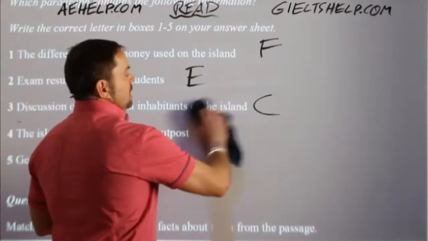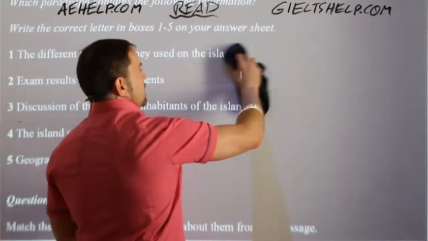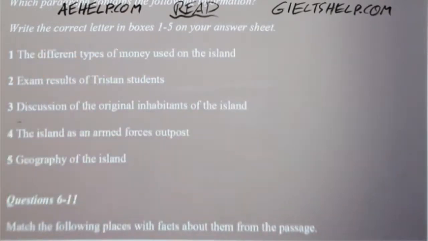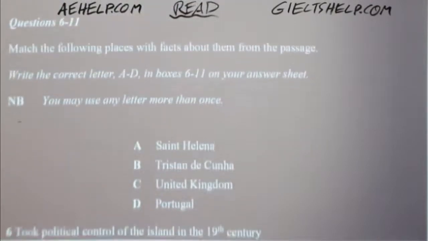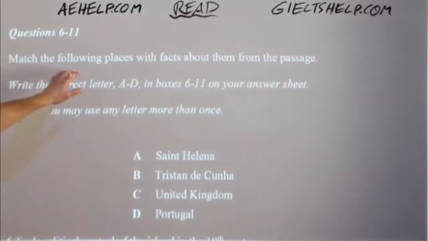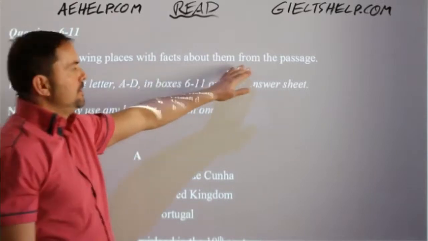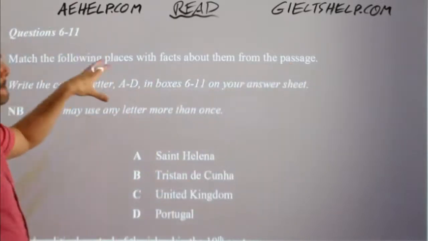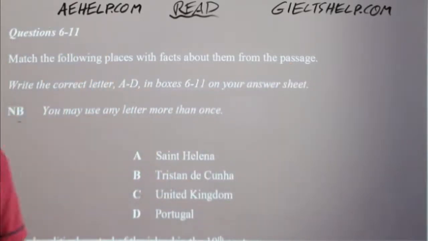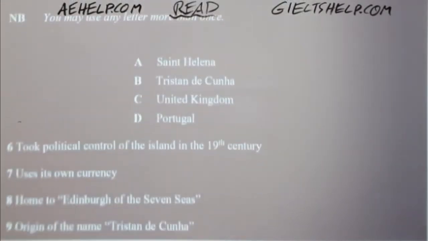Let's keep applying this skill of active visualization and reading. Here we go. Match the following places with facts about them from the passage. So this is matching information, this type of question. You're doing great, by the way, students. Keep those visualizations in mind, okay?